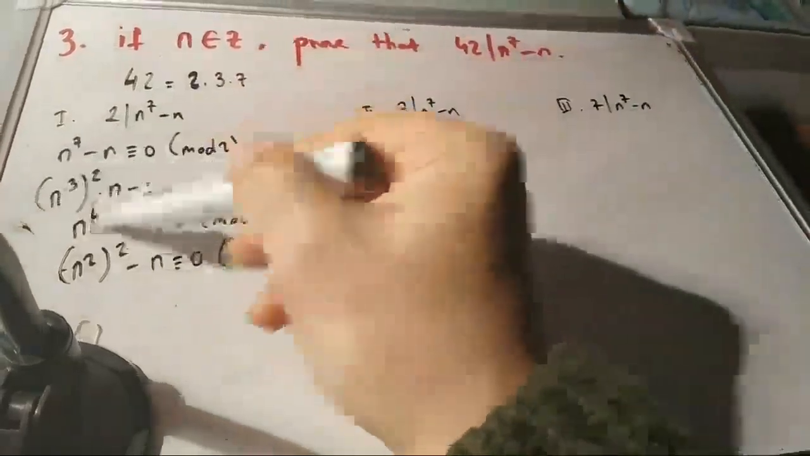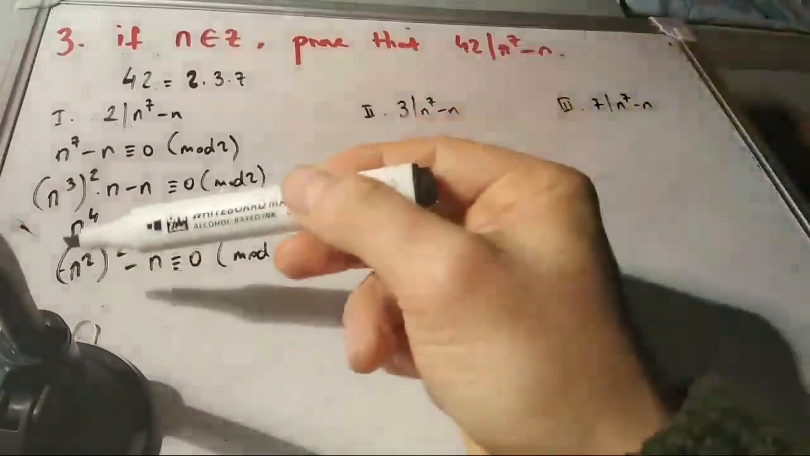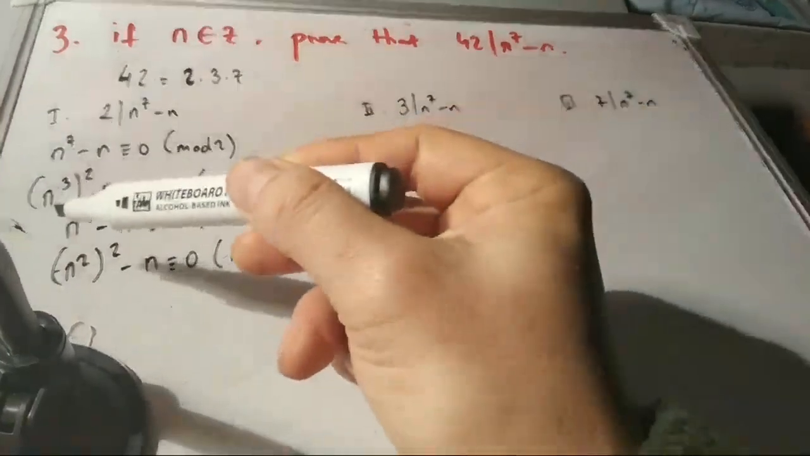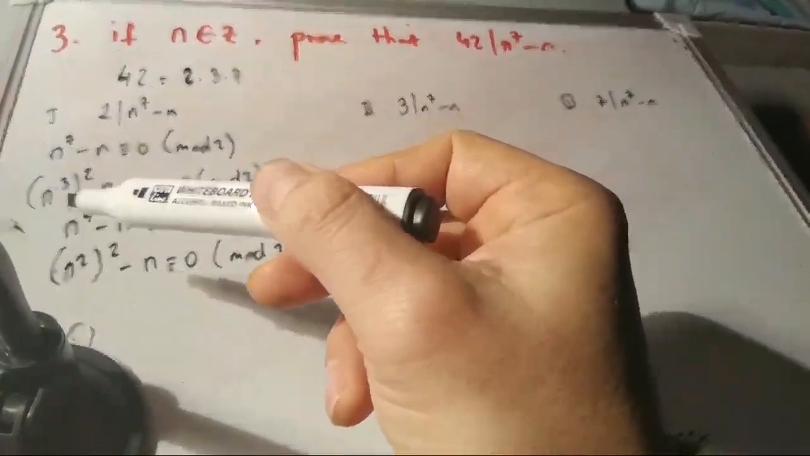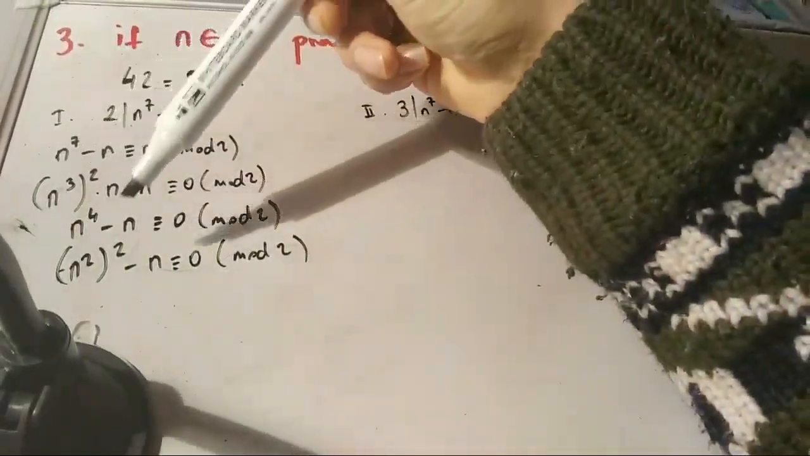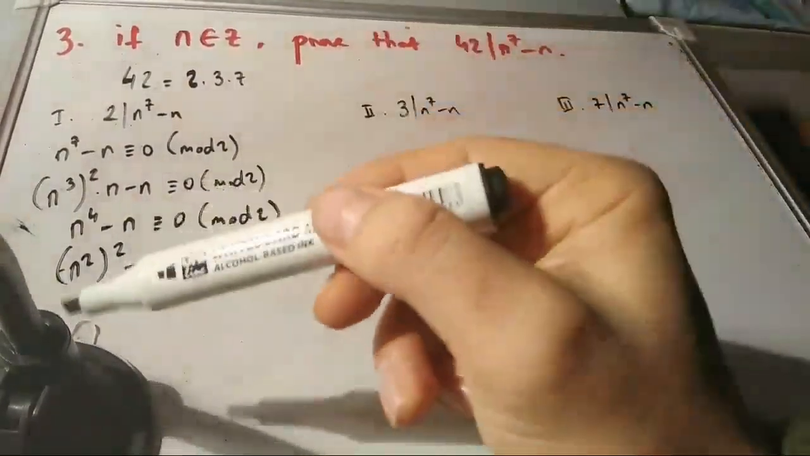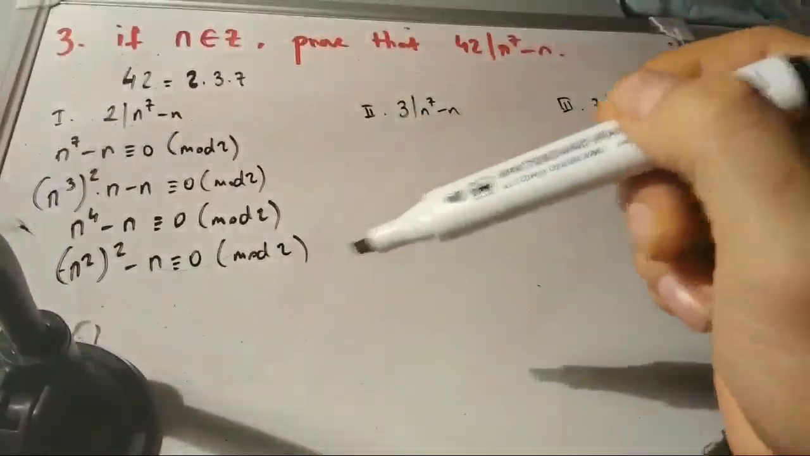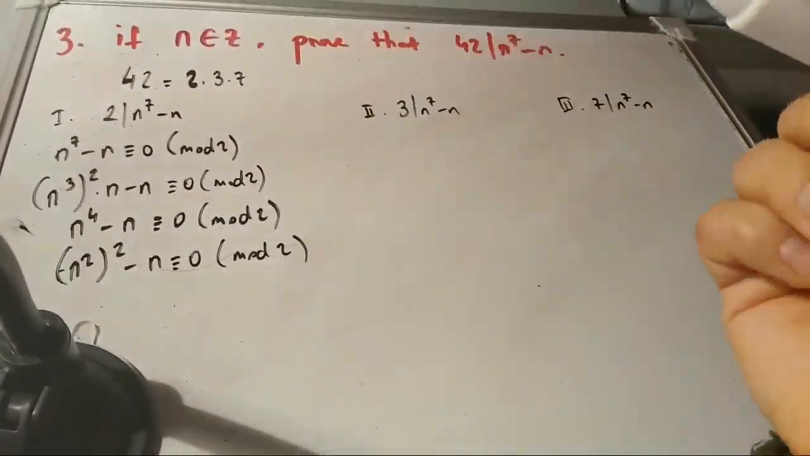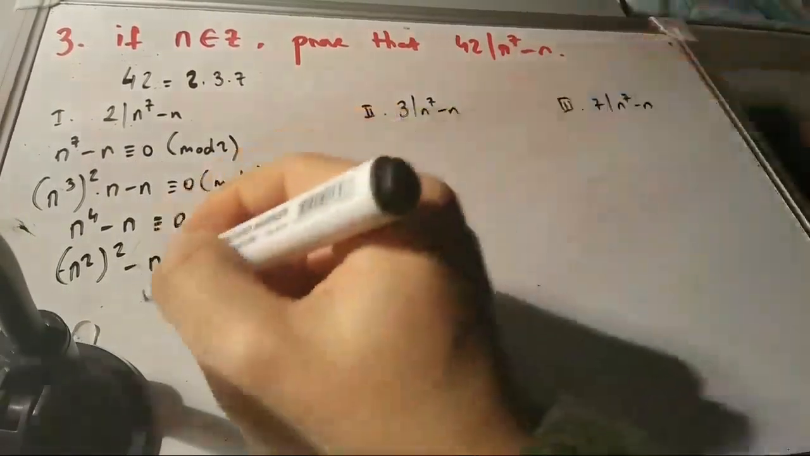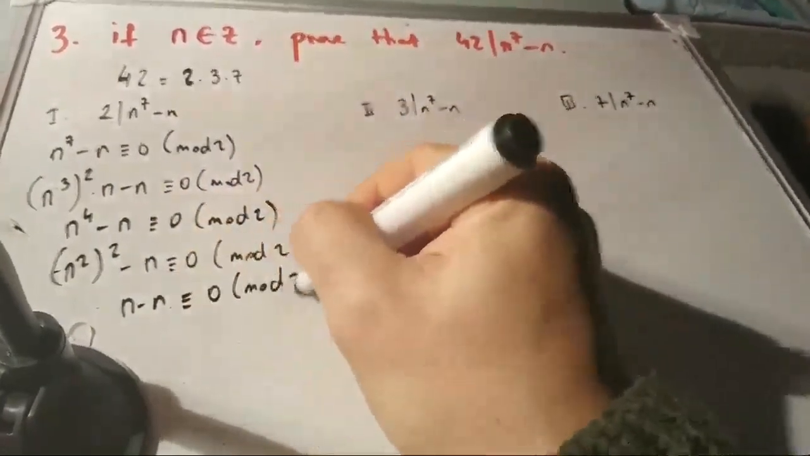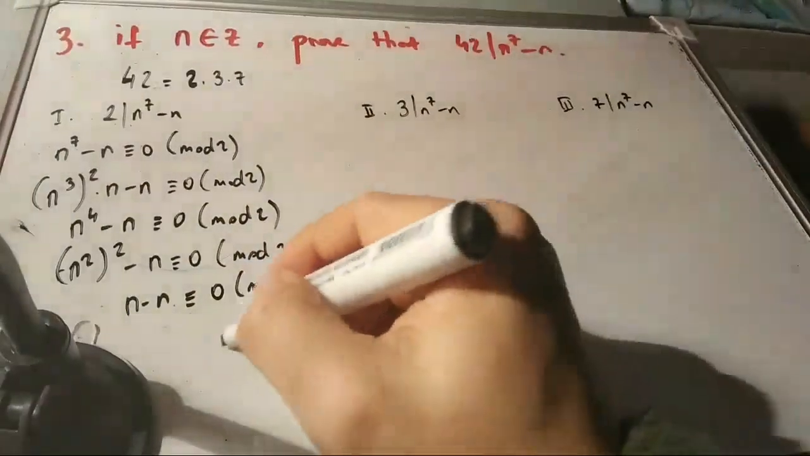Okay, n cubed times n is n to the power of 4. n squared to the power of 2 is divided by 2, the remainder will be itself. What is itself? It is n squared. n squared divided by 2, we will get remainder n. So n minus n, let me reduce it: n minus n is congruent to 0 in mod 2. Okay. We have finished the first step.